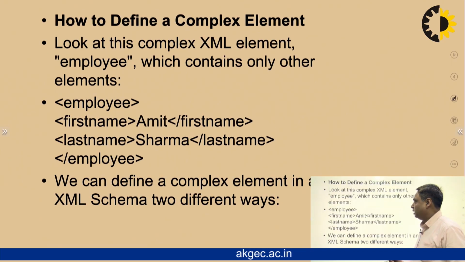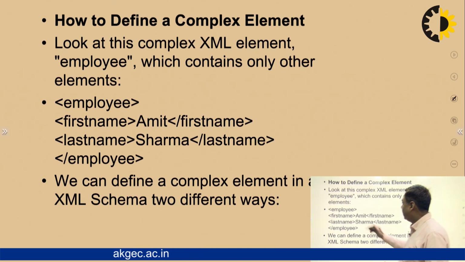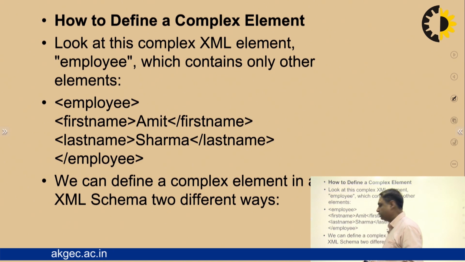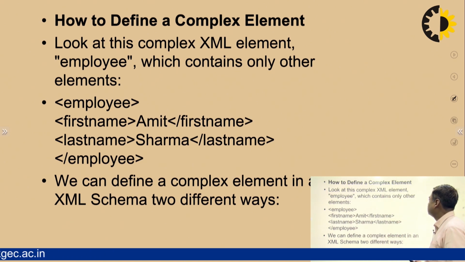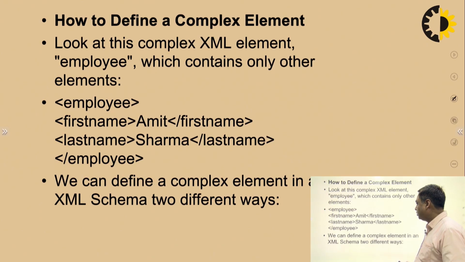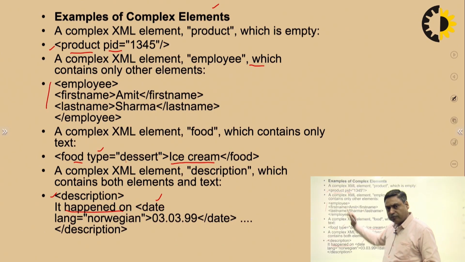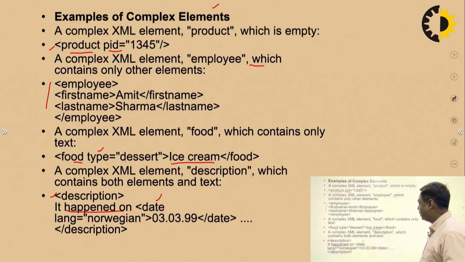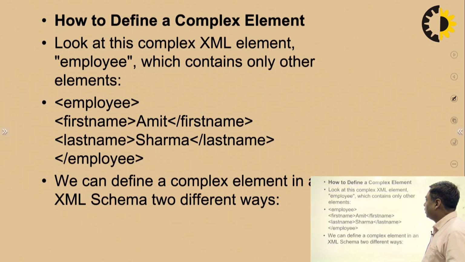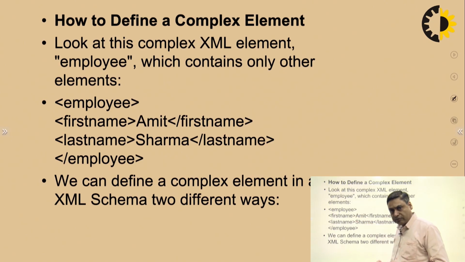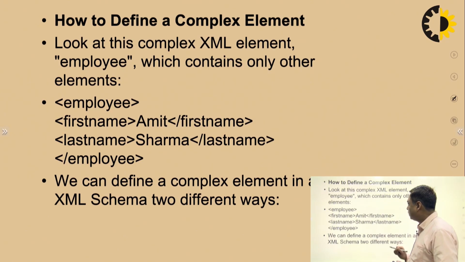Now, it is an example of how to define a complex element. In simple terms, if an element consists of other elements, we call it a complex element. This is one way to define the complex element. I have already covered this in the previous slide, what is the meaning of complex elements. Now, it is an XML file. Employee is a complex element because it consists of two other elements, first name and last name.